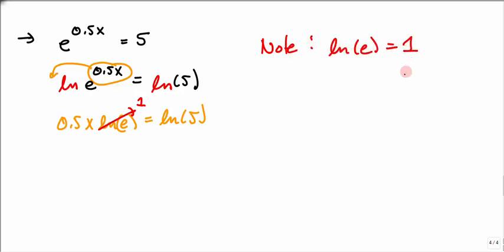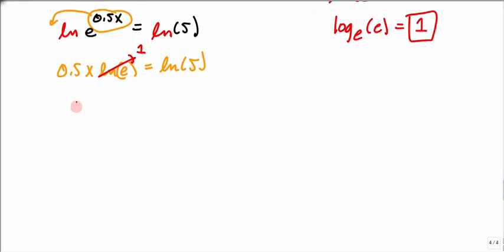And if you're not sure about this, you can check it on your calculator. But remember, this is log base e of e. E to the what power is e, and the answer to that is 1. So the natural log of e is 1. That's going to come in handy a lot. So I have 0.5x equals the ln of 5. And then from here, I can solve for x by dividing both sides through by 0.5.